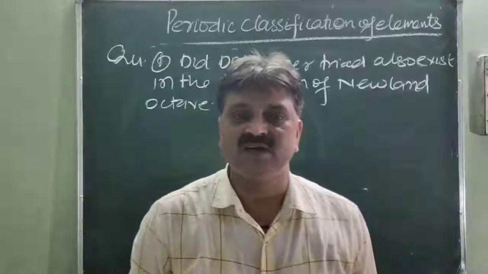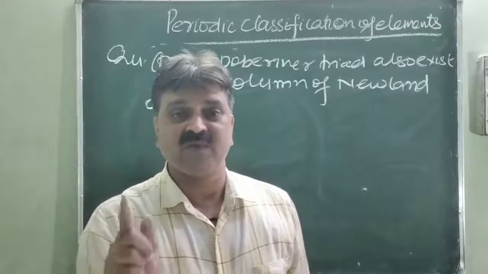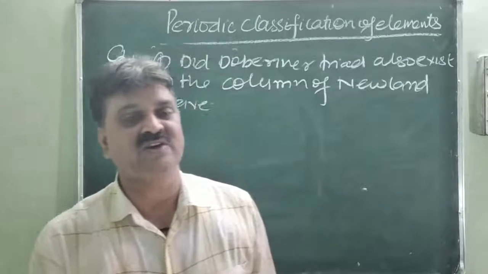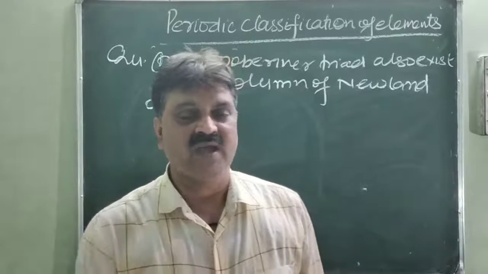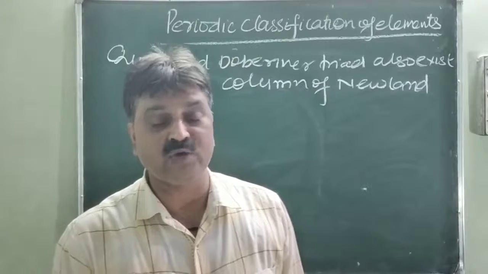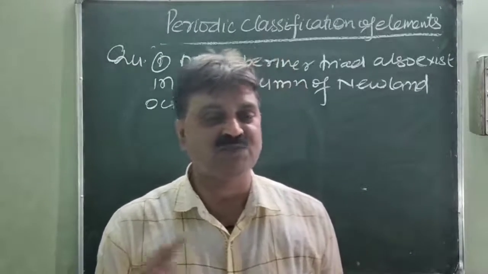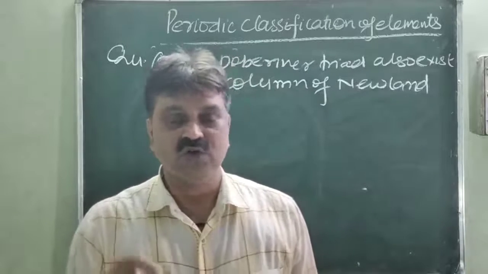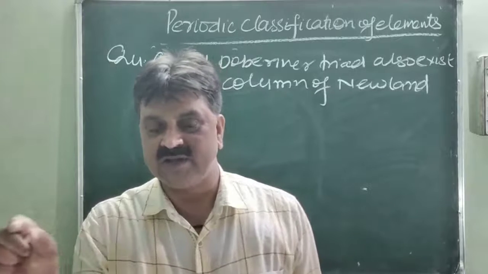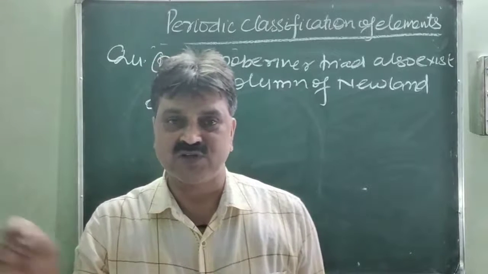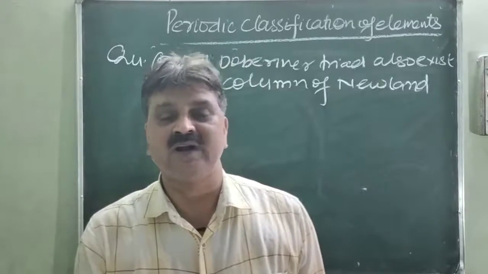Dobereiner's triad rule is a sequence of three elements of increasing atomic masses. The average atomic mass of the first and third elements is roughly equal to the atomic mass of the second element. Newland's octave rule was made on the basis of Indian musical notes: each eighth element will have the same property as the first element. So Newland's rule arranges the elements like the Indian musical notes in columns. So the Dobereiner triad rule also exists in Newland's octave rule.